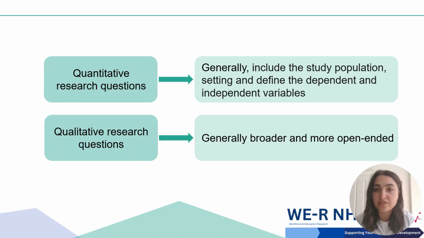Quantitative research questions generally include information about the study population, the setting that you're conducting your research in, and define the dependent and independent variables, so the thing you're measuring and the things you're planning on changing in your research. In contrast, qualitative research questions are generally broader and more open-ended. This is because qualitative research generally focuses on understanding people's lived experience of a phenomena of interest.